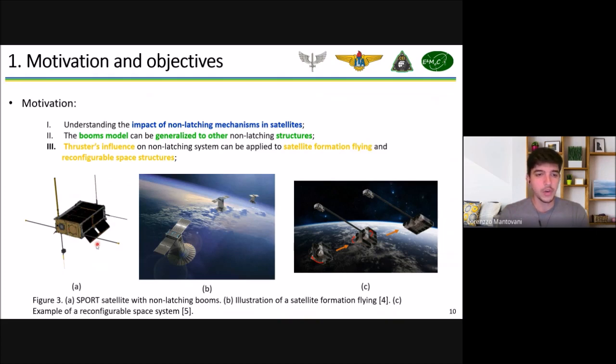Figure A is SPORT with its non-latching booms. Figure B is an illustration of a formation flying mission, where the satellites need to use thrusters to keep their relative position, and they can have those non-latching booms also. The third one is reconfigurable space systems, where we have more than one satellite, so they connect and attach to each other in orbit, then can detach and attach again, so they use thrusters to do that.